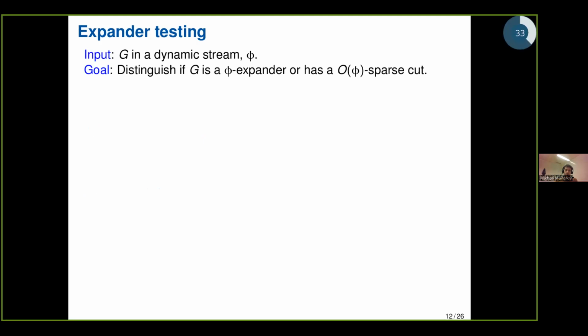Okay, let's start. So to understand why we need a power cut sparsifier, let's try to solve some easier problems first. Let's start with expander testing. So imagine that we are given G in a dynamic stream, and after we are given a parameter phi. And our goal is to distinguish if G was a phi expander or had some phi sparse cut in it.